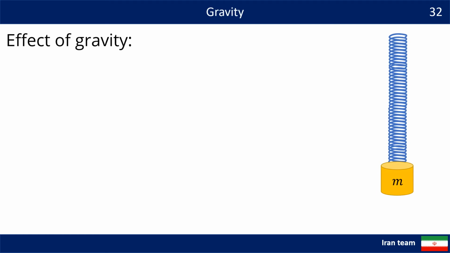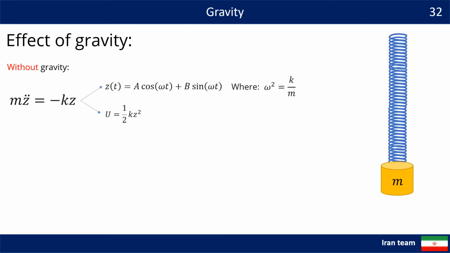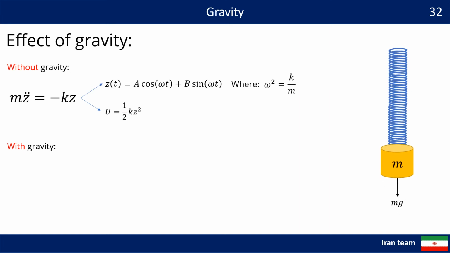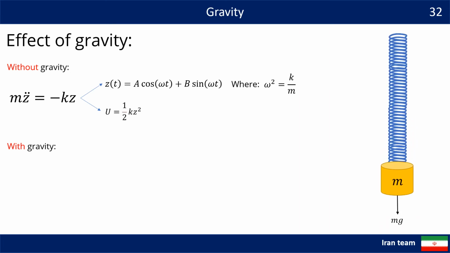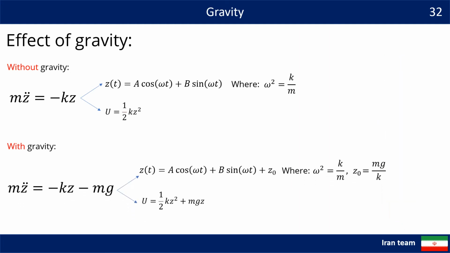Let's now take a look at the effect of gravity. Without gravity, if we were to just push a spring, we can write out the equations of motion. But with gravity, if a force of mg, in other words a weight force, is exerted onto the mass, then the equations of motion will just shift by mg. So gravity has no effect on the frequency.